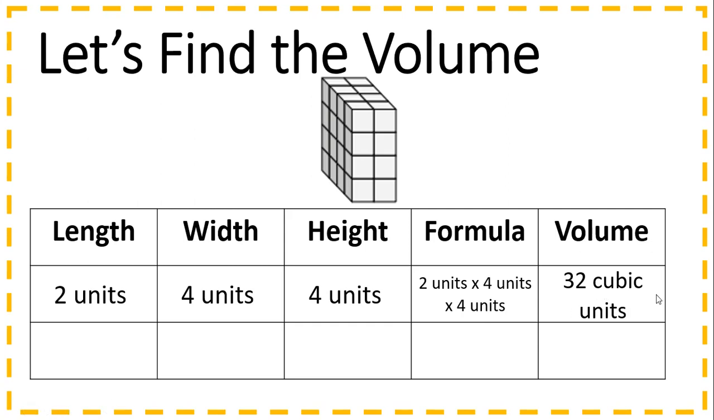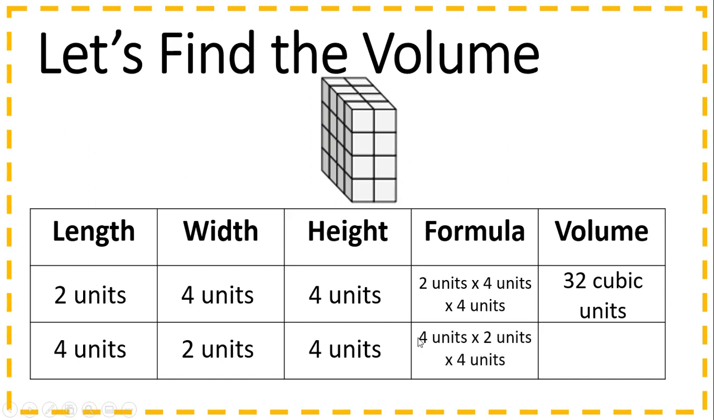We can move this rectangular prism on its side and say the length is now 4 units. 1, 2, 3, 4. The width is 2 units, 1, 2, and the height is 4 units, 1, 2, 3, 4. So the formula would be 4 units times 2 units, which is 8 units, and 8 units times 4 units, which is 32 cubic units.